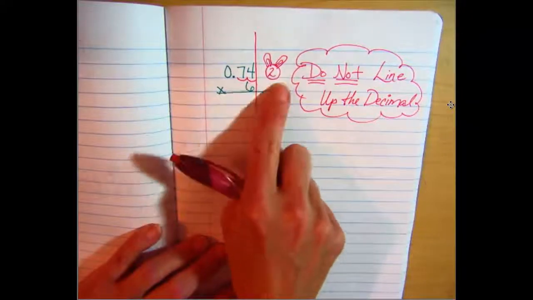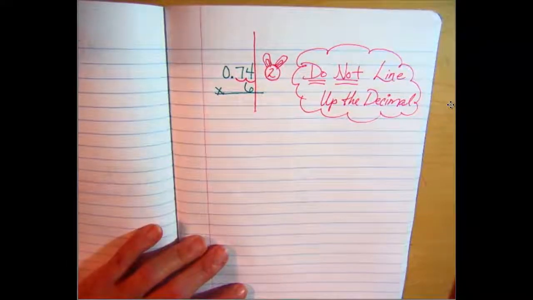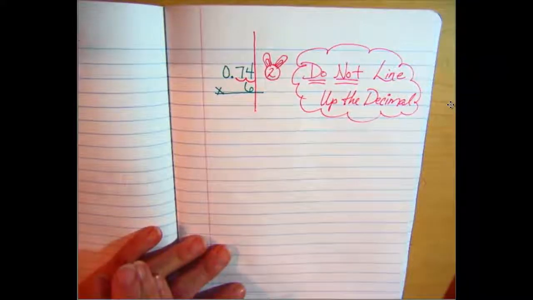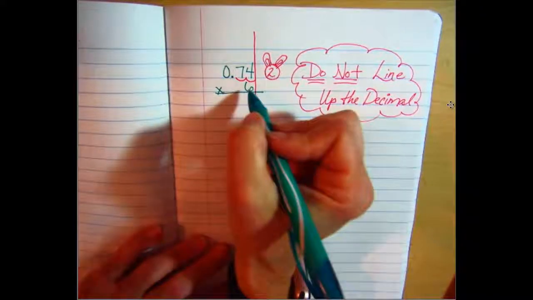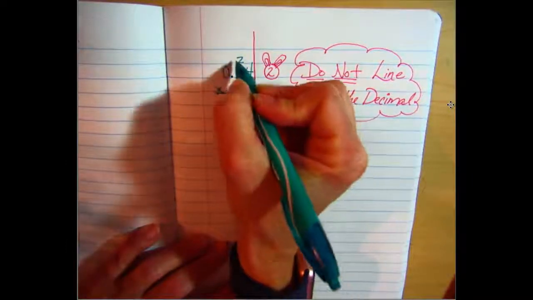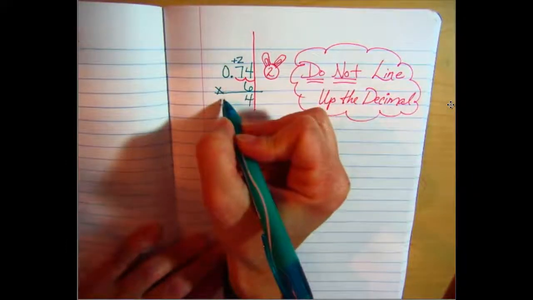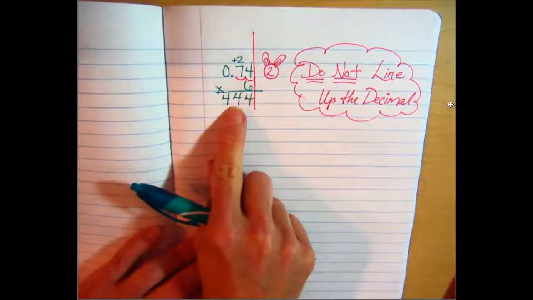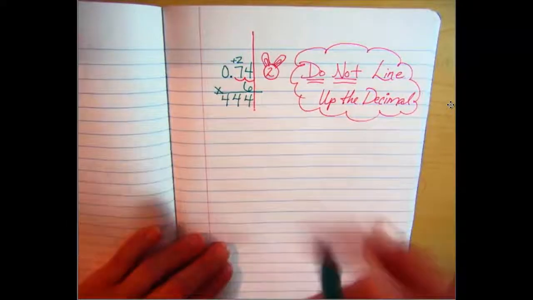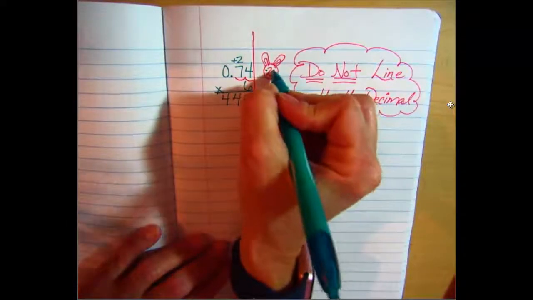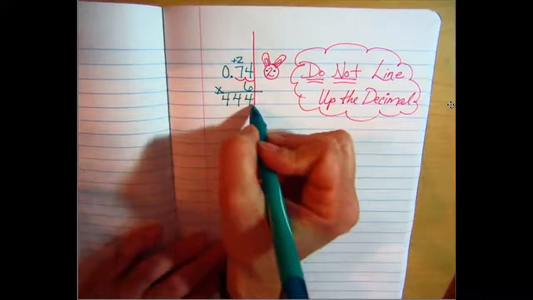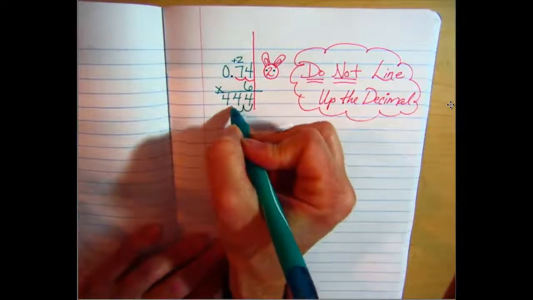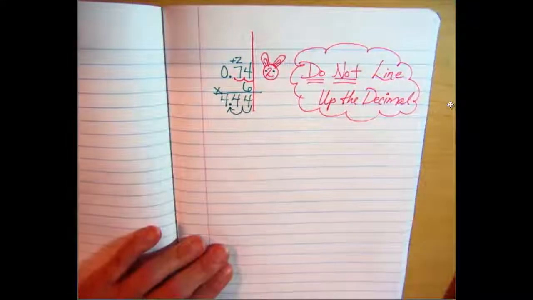So after you put your little number out to the side to remind yourself what to do, you're just going to multiply like you've been doing. Nothing special. 6 times 4 is 24. 7 times 6 is 42 plus 2 is 44. And when I get my product at the end, the last thing I'm going to do is do my little bunny hops. And he's going to go hop, hop, and you drop a dot.